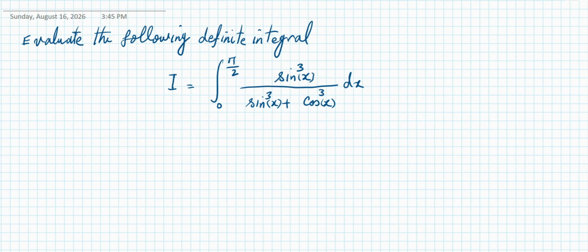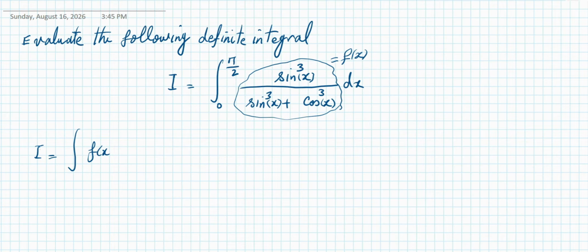Before solving this problem, we try to prove a property of such integration. So if I call this function f of x, then the integration of f of x dx from 0 to pi over 2 is what we want to find.